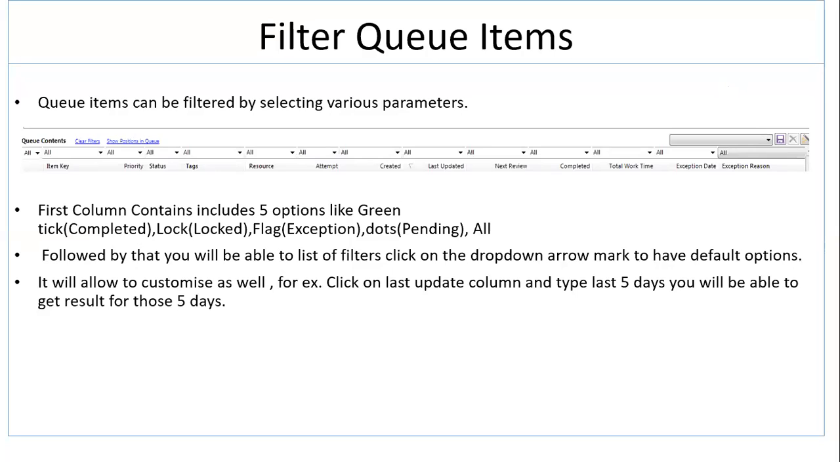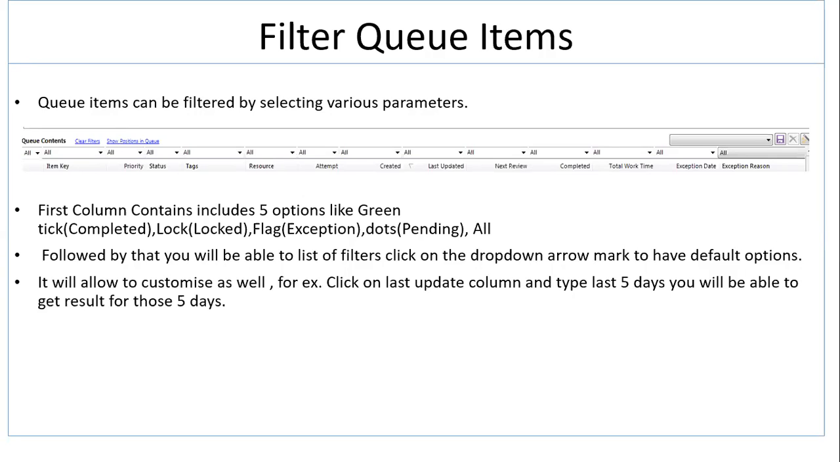Let's take an example, the first column, which contains five options: completed, locked, exception, pending, and all. If you select the first column as completed, which is a green tick, it's going to show only the completed items, not other items in the respective queue. Similarly, you can filter whatever conditions or options you need, and that's going to help you bring out the results for the relevant queues.